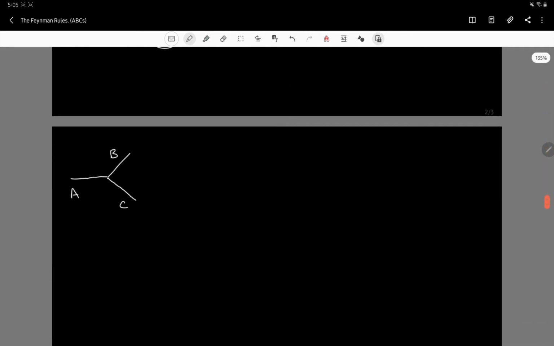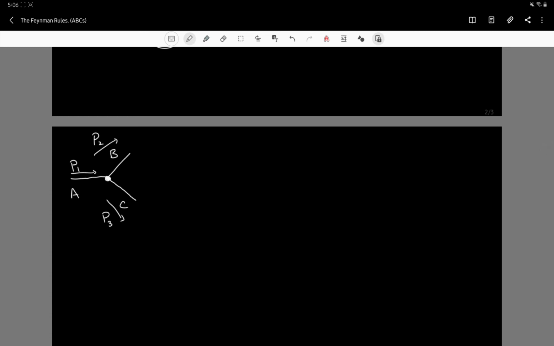Okay, so, let's see. You have this, your vertex, right? And A, B, and C are your external lines, and you have no internal lines. So you would just label this as P1, this one as P2, and this one as P3, right? Okay, so that is done.